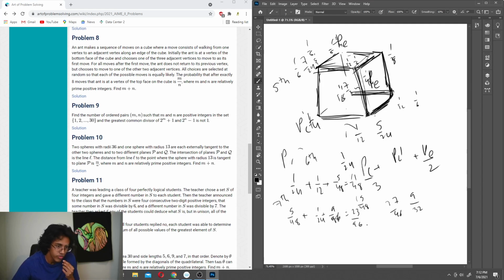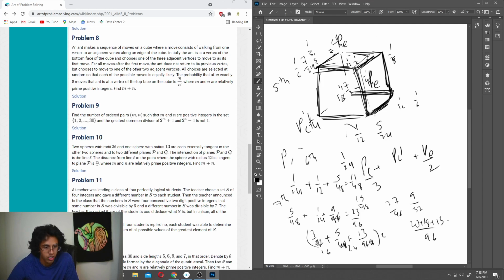Now you get 3 over 32 plus your PC prime, which is 5 over 48, plus your remainder, which is 13 over 96 times 2. Now we should be almost done, and we multiply this whole thing by 2. So that cancels out, that becomes a 24, that becomes a 16. If we multiply this by 4 and this by 6, we get 20 plus 18 plus 13 over 96, which gives us 51 over 96. Divide by 3 and you get 17 over 32, which is your answer.